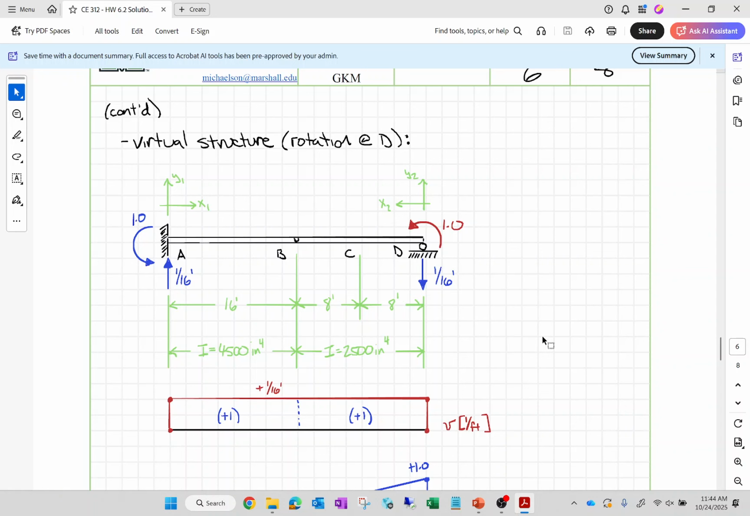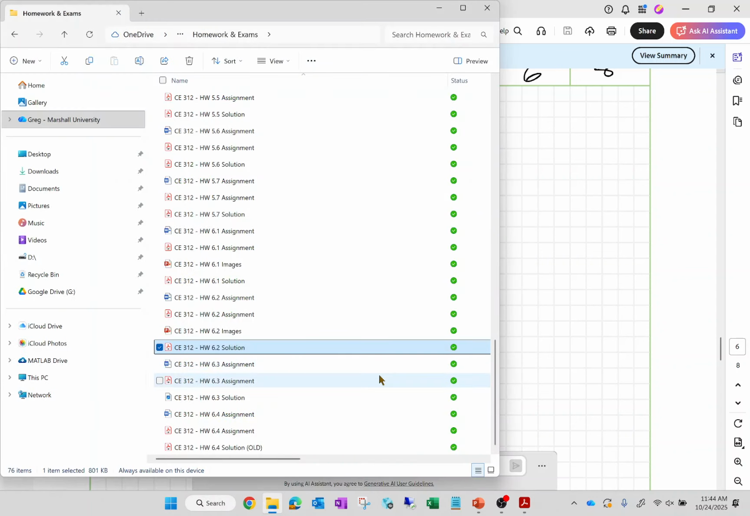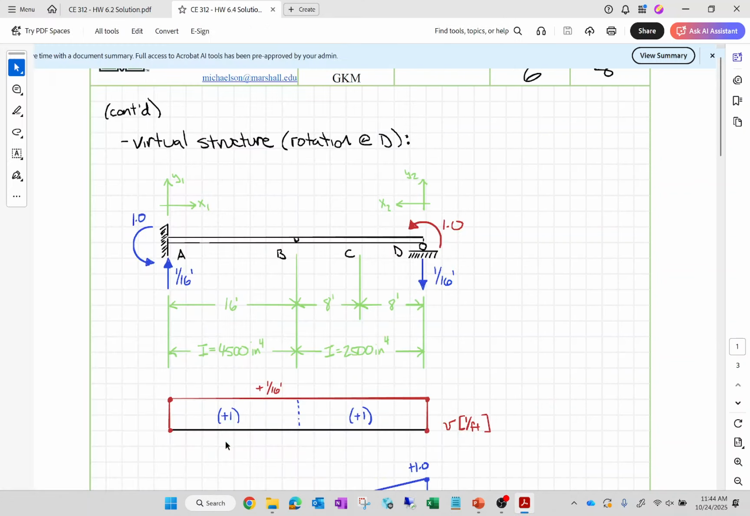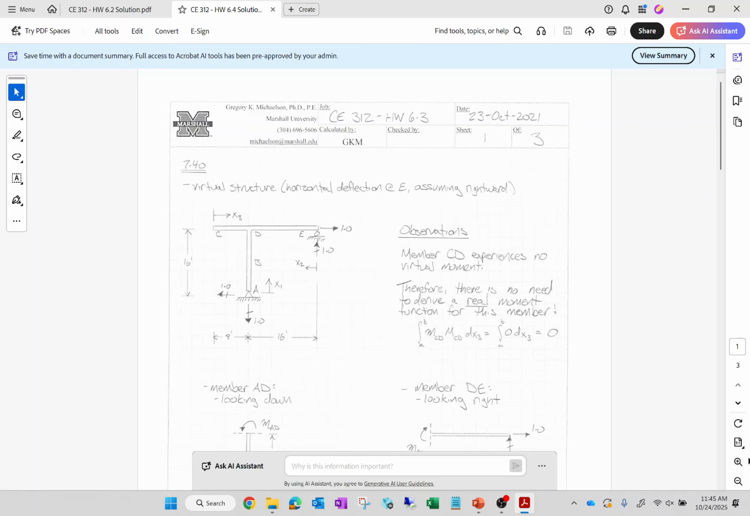So let's talk about that. I have an older solution on that. We're running out of time, but I'll pull that one up here. For my solution, I'm going to present this a little differently when I post it to Blackboard. For this problem I did the virtual one first. Let me zoom in right here.